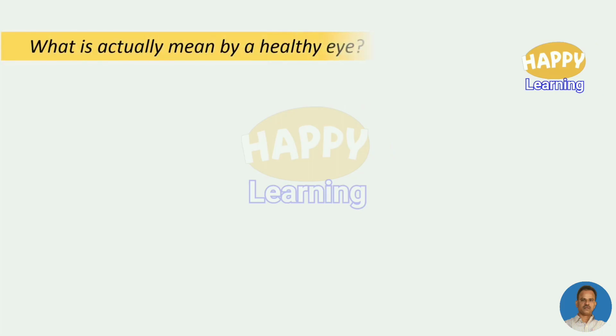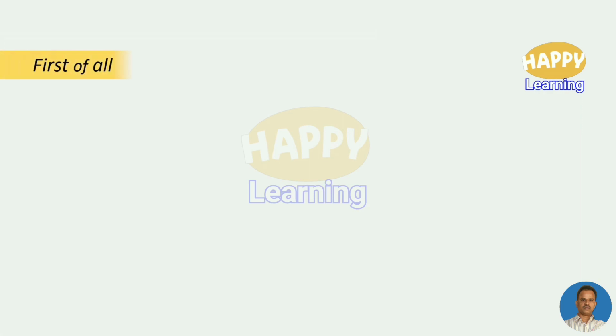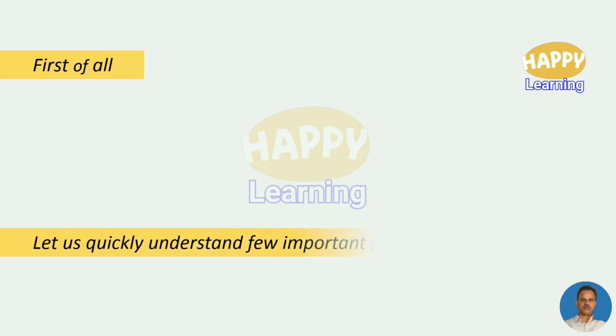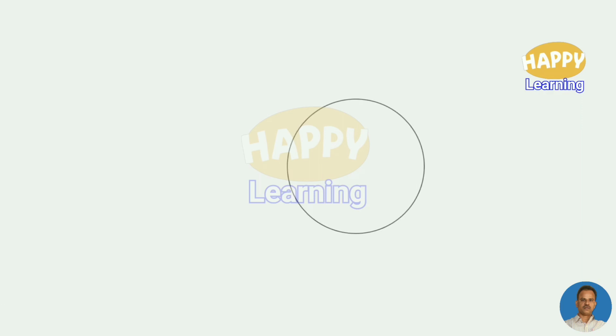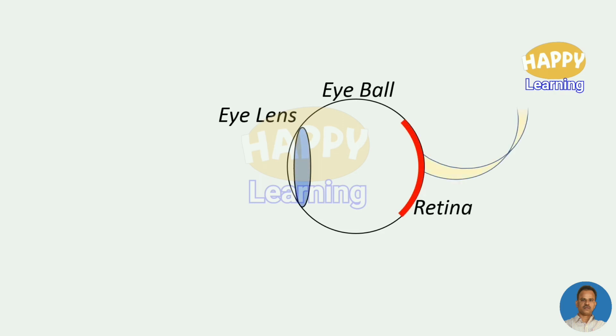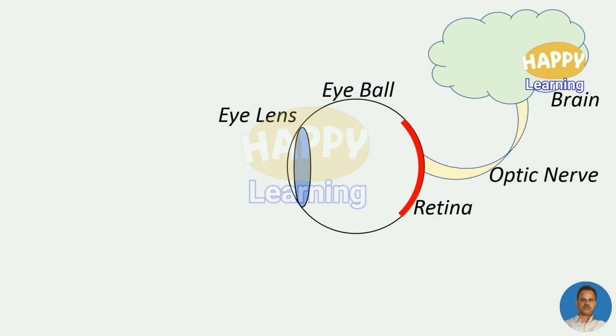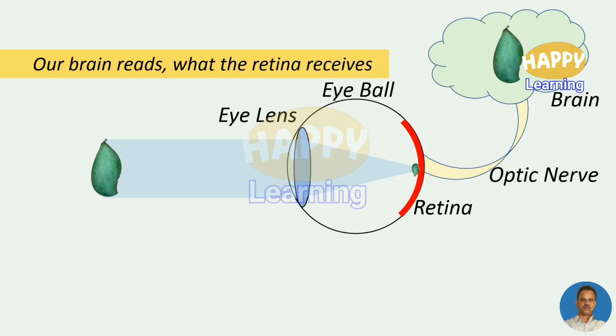What is actually meant by a healthy eye? First of all, let us quickly understand a few important parts of human eye and their functioning. This is the eyeball, its eye lens, its retina, and the optic nerve, which is connected to the brain. There is an object. The rays coming from the object are converged onto the retina, and whatever the retina receives is sent to the brain. Our brain reads what the retina receives.